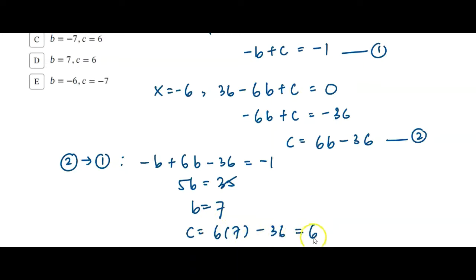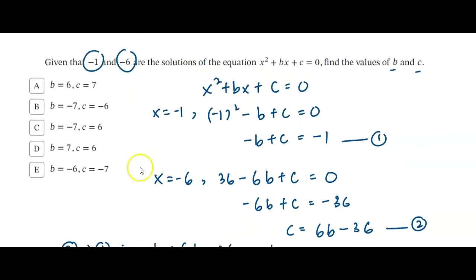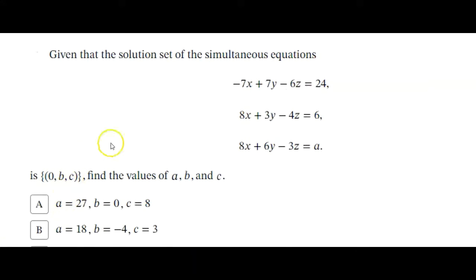It is equals to 6. So try to find the answer where b is 7 and c is 6. This is the answer. The answer has to be D. Let's move to the next question.